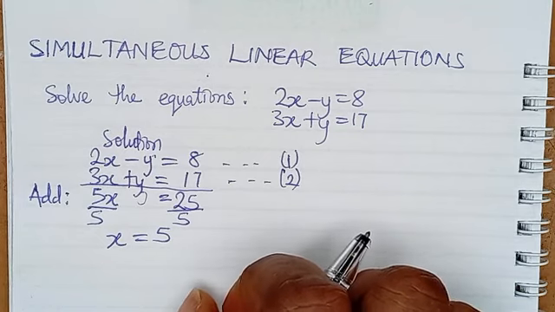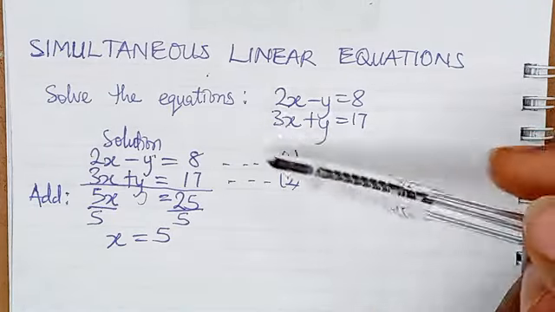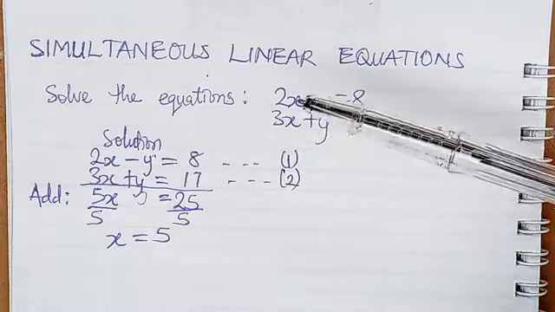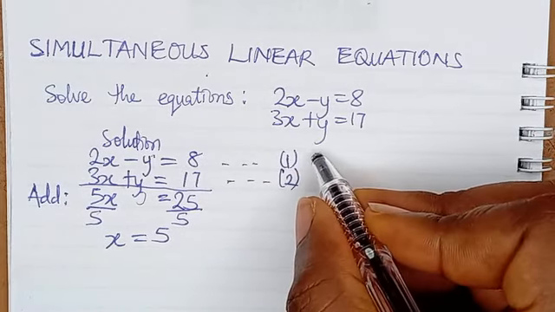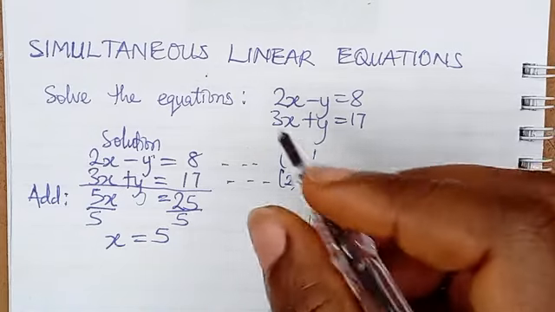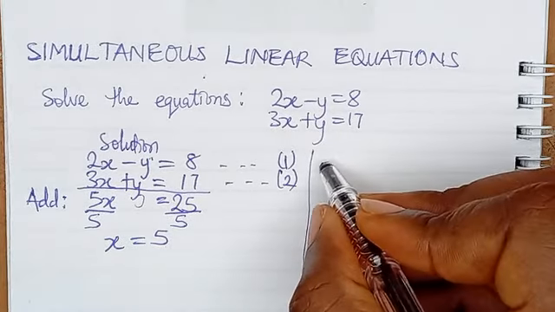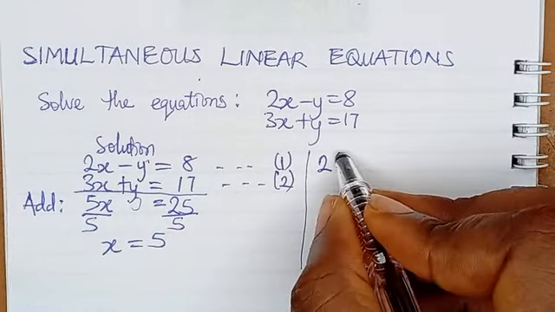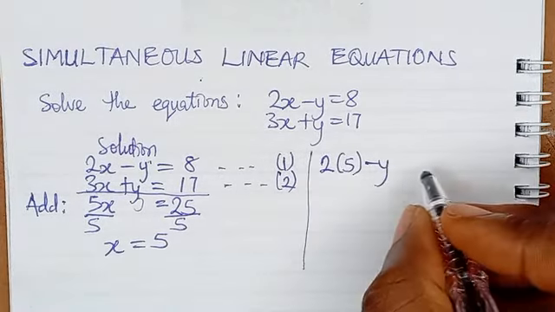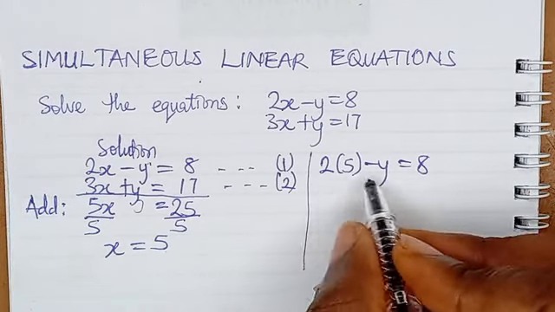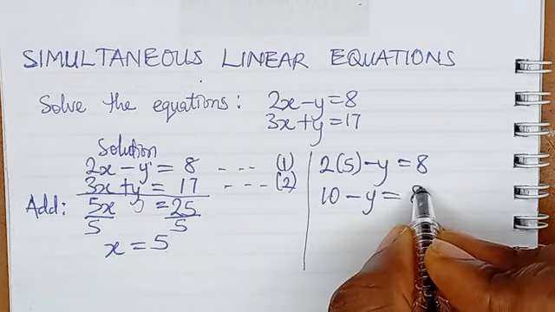We have to solve for y too. To solve for y, all we do is choose any one of these two equations and substitute the value of x into it. I'm going to pick equation 1, for example, and substitute 5 for x. So we have 2, instead of x, we have 5, and then minus y is equal to 8. So we solve: 2 times 5 is 10, minus y is equal to 8.